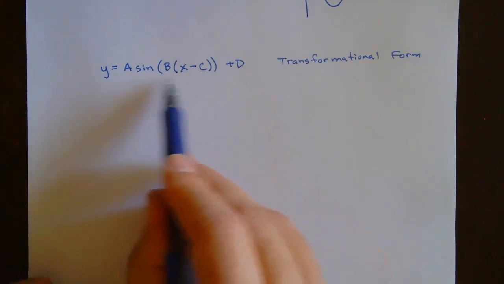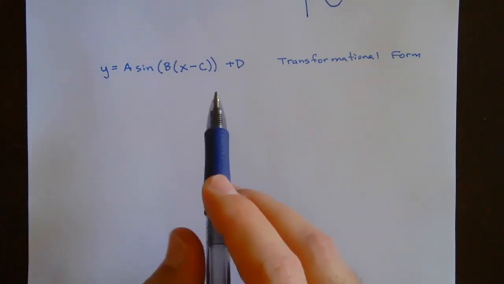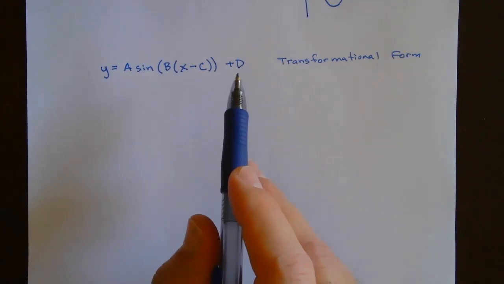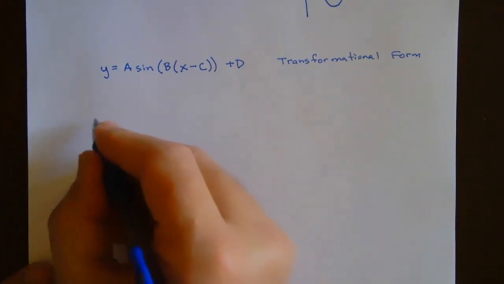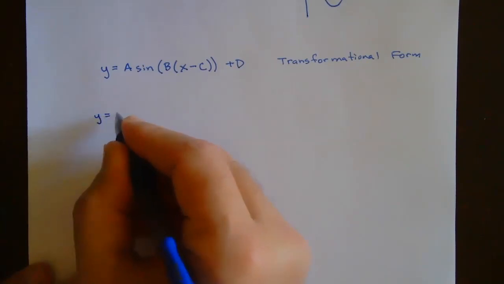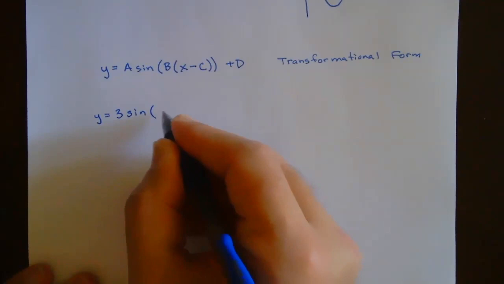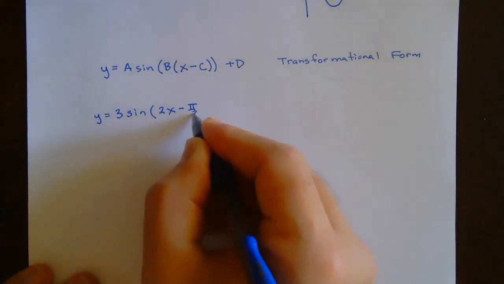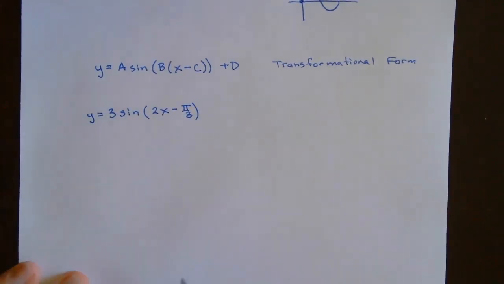So it's not always given to us in this format, okay? We need to be able to look at these trig functions and go, oh, that's the A, that's the B, that's the C, and that's the D, okay? All right, so something like this. Let's write y is equal to 3 sine of 2x minus pi over 3, okay? And then let's say plus 4.